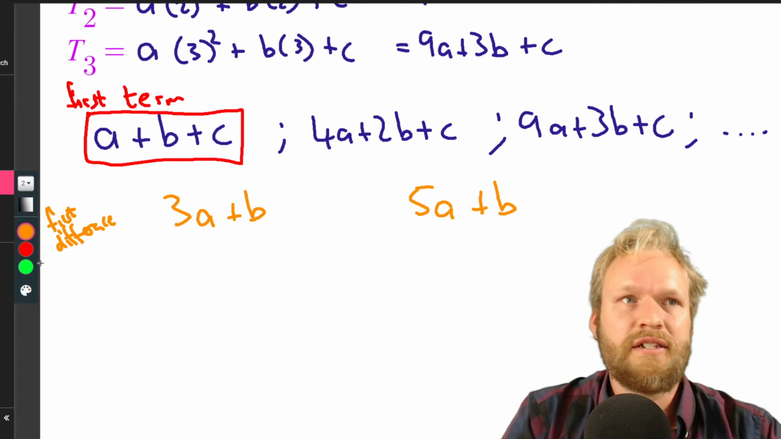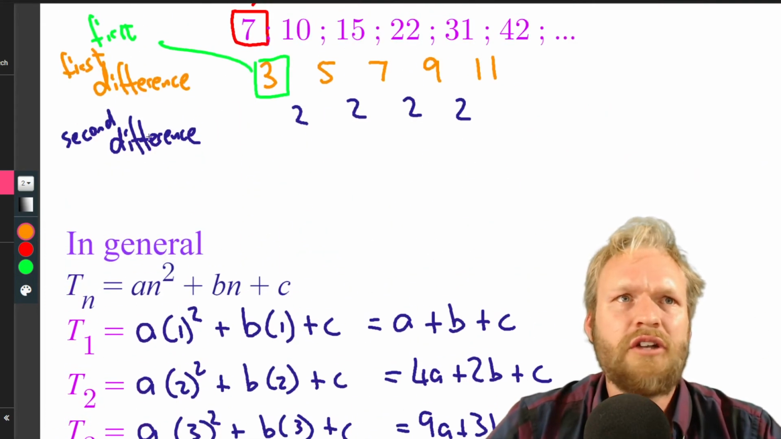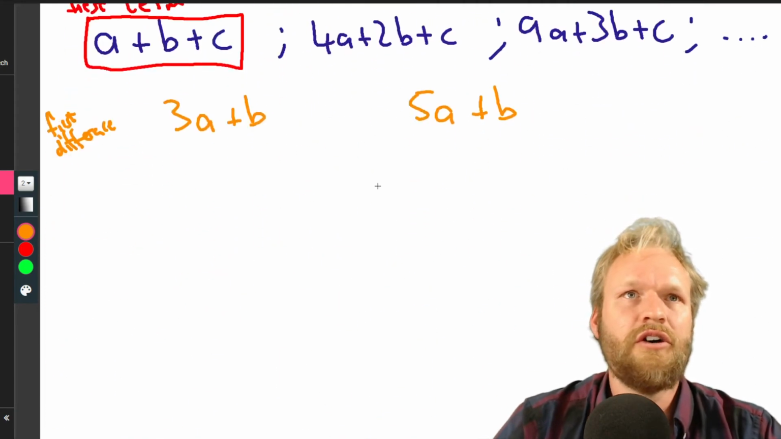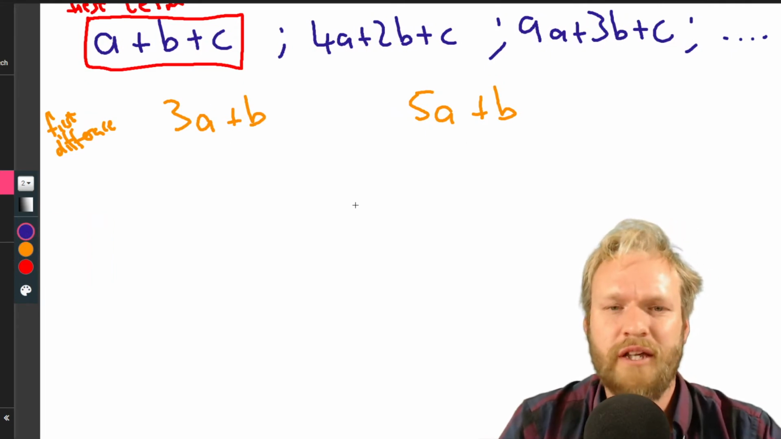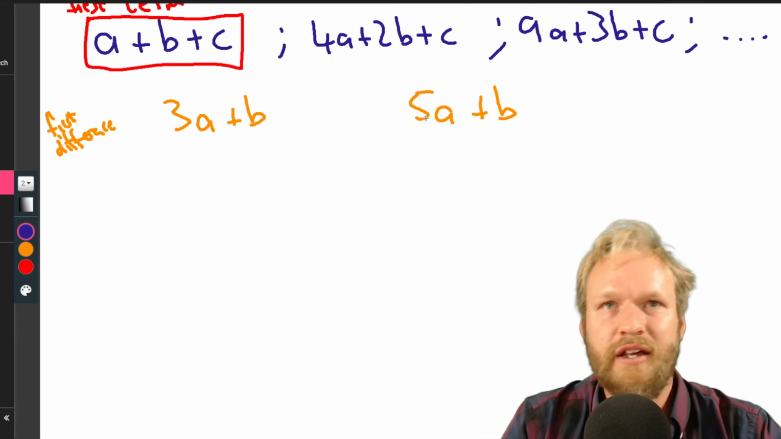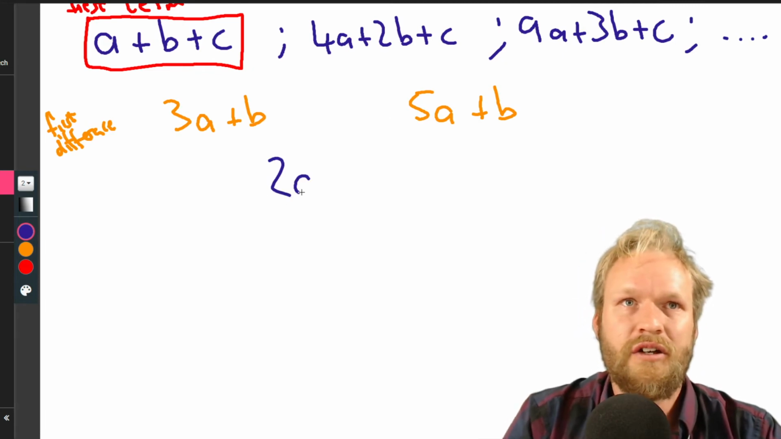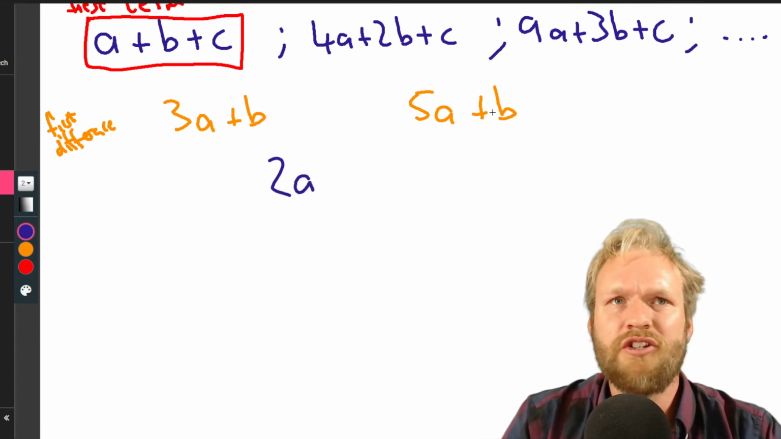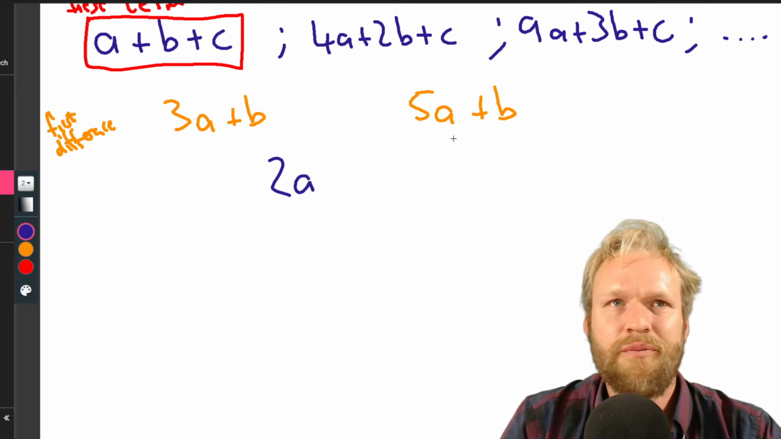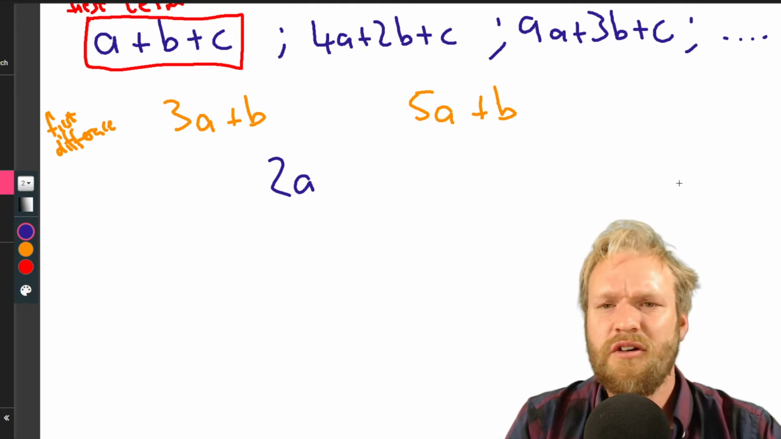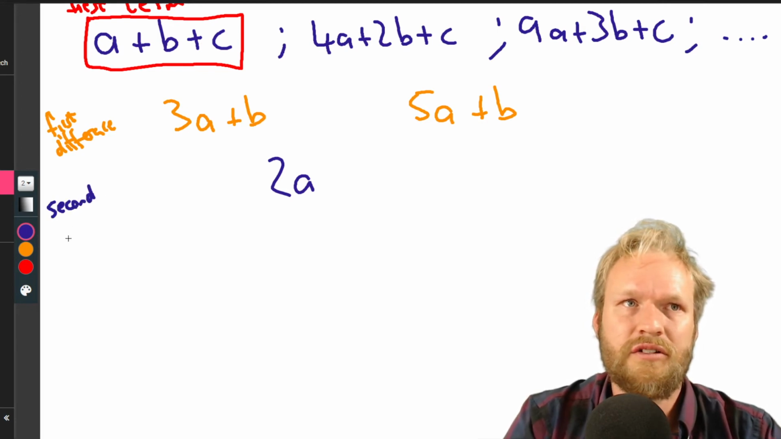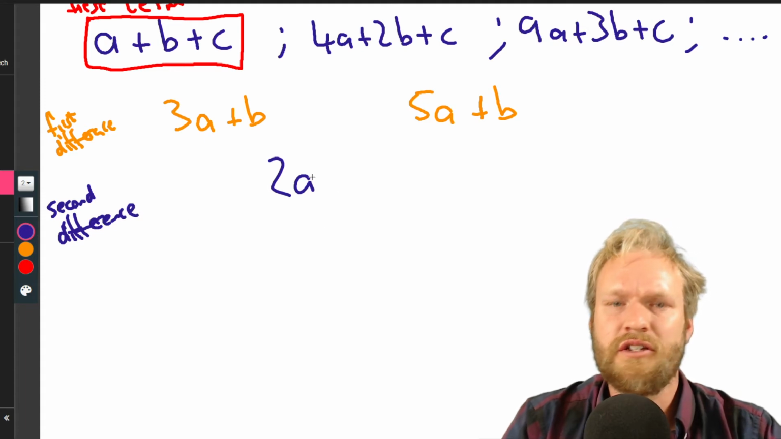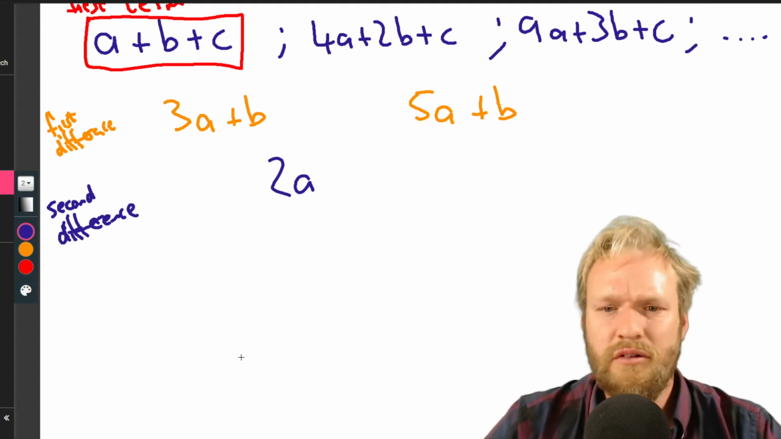And what do we do next? Oh, we find our second difference. So from here we said, well, let's go from 3a plus b to 5a plus b. Again, what do we need to add from 3a to 5a? Well, we need to add 2a. And from b to b, we don't have to add anything. And remember, this second difference is constant. So here, our second difference is 2a.